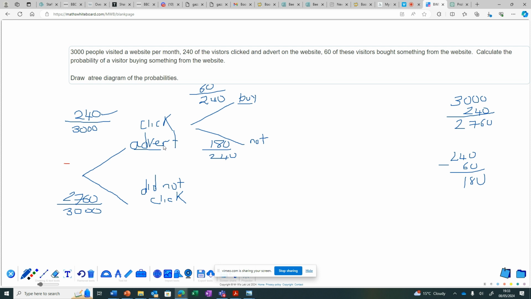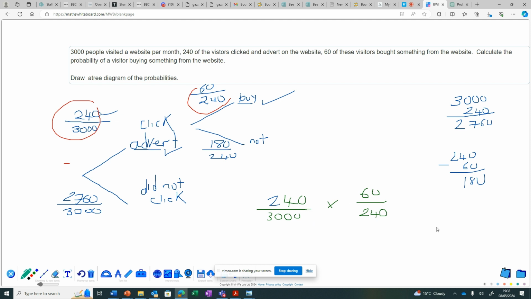Now we want to work out the probability somebody will buy something from the advert. So they'll click the advert and they'll buy something. So it's those two there. So it's this one and that one. So it's 240 over 3,000 times 60 over 240. We always multiply the probabilities at the end, top by top, bottom by bottom.